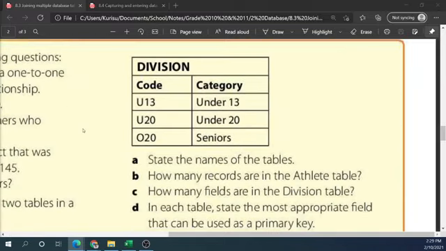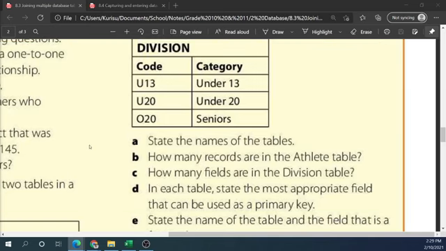Good. So the next question, how many fields are in the division table? Keelan. Oh, we already have? Yeah. Sorry, I already did that one. Yeah. So that's going to be D now.